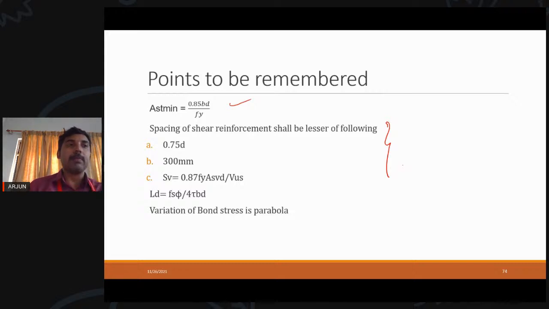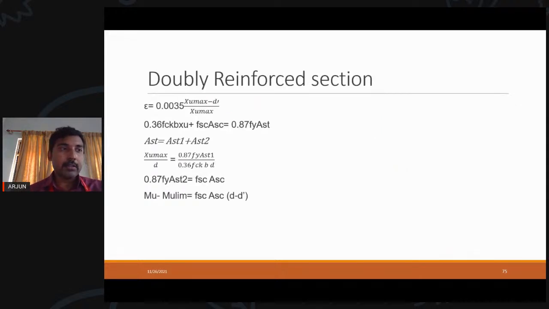The maximum shear reinforcement spacing. Then we also discussed doubly reinforced sections. In case of doubly reinforced section, you should remember the formula for maximum strain, which is 0.0035 into Xu max minus d dash, divided by Xu max.